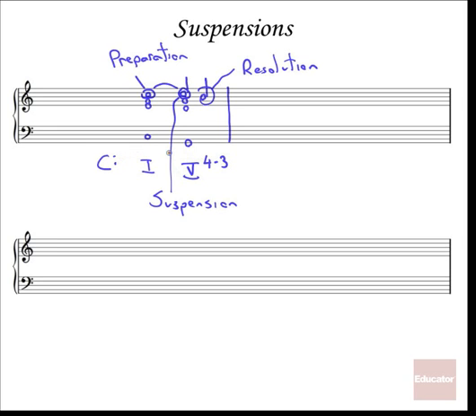What about, let's see. Let's start with the same 1 chord and move to a 4 chord. And let's put the E on top this time. Or actually, let's put the G on top just to make it easier. So C, E, G. And now we want to tie this G over.